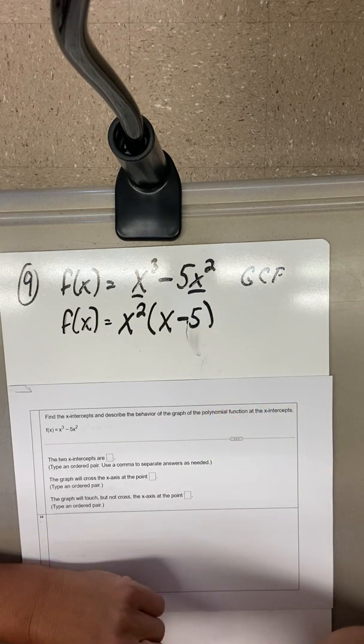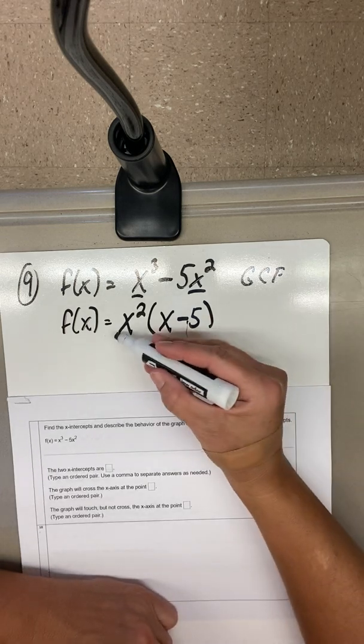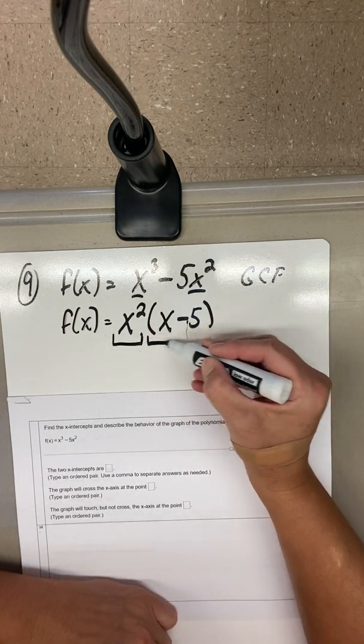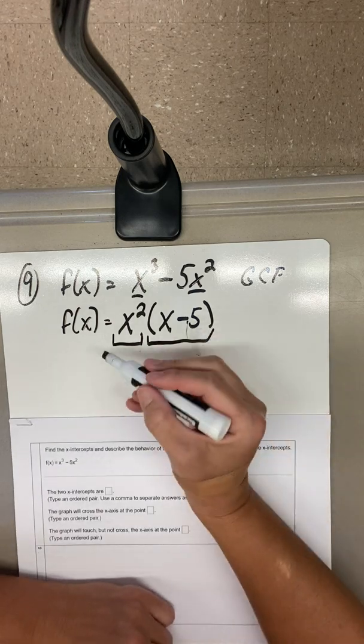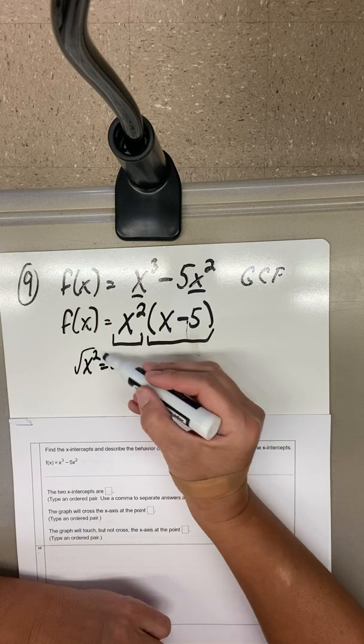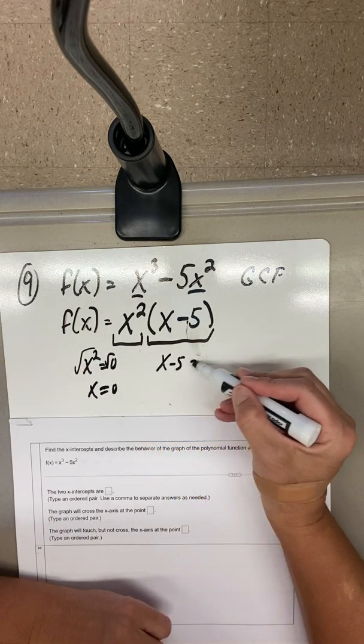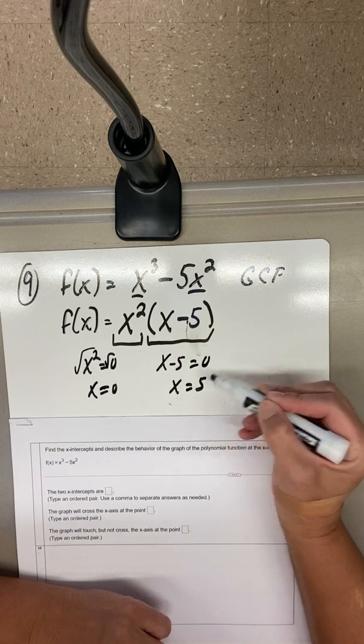Okay. So we just factored this binomial. It has two factors, x squared and x minus 5. Technically what you do is you say, when will x squared be 0? Square root of 0. When will x minus 5 equal 0? Add 5, add 5.